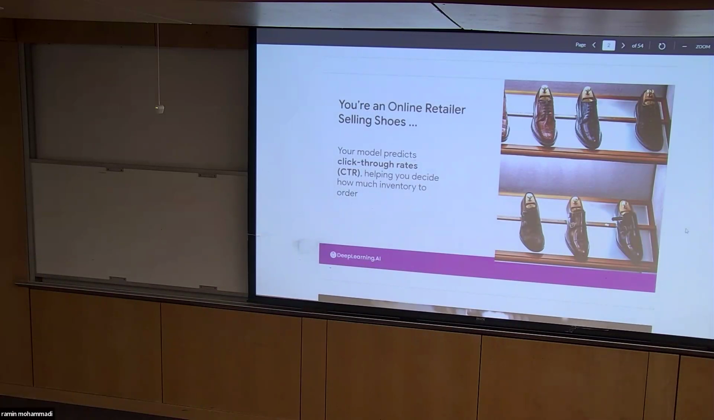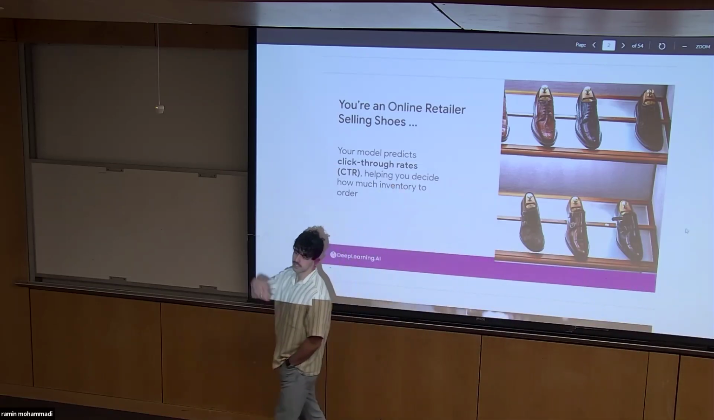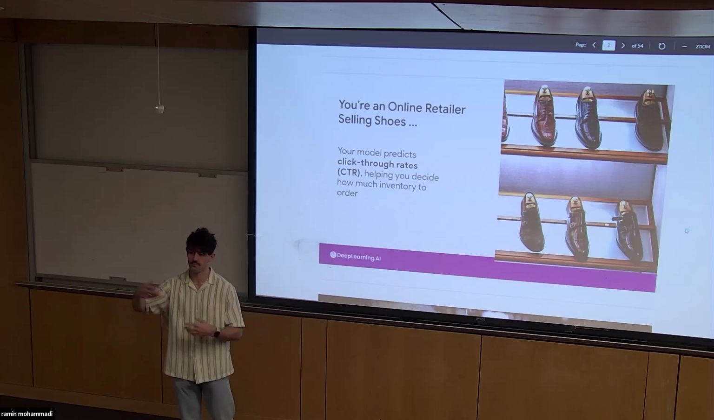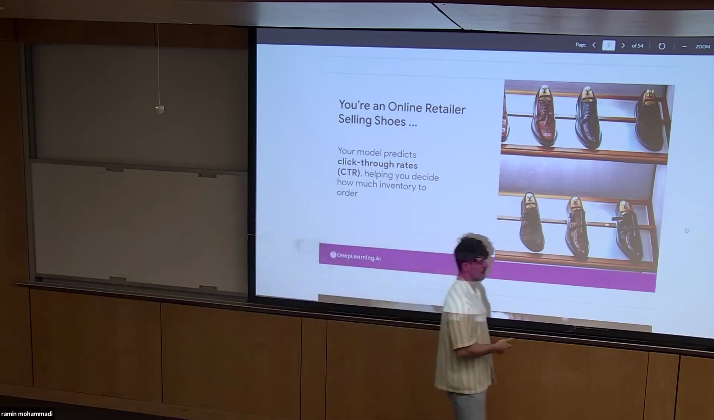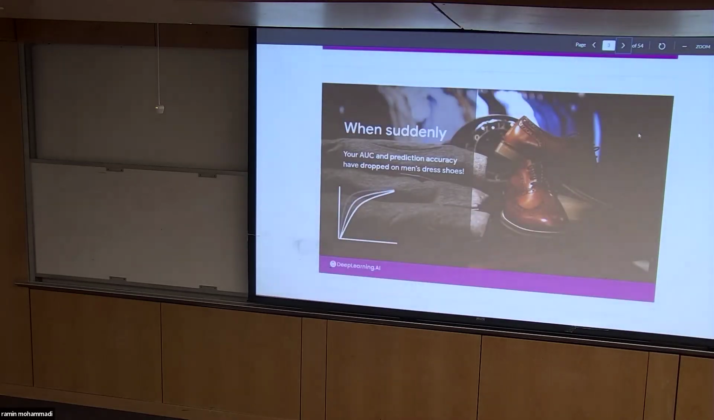And the way that you decide how much inventory you need to have for each type of shoes, you have some machine learning model that takes into account something like click-through rate and gives you a prediction. For example, this shoe is going to sell because it has lots of people clicking on it. So you have some model that makes that prediction and you use that to order inventory. Now, let's say all of a sudden your model performance drops. What does that mean? That means you order lots of shoes and no one buys them. Or you didn't order certain shoes and everyone wants those shoes. Okay, so that's what it means when model performance drops.